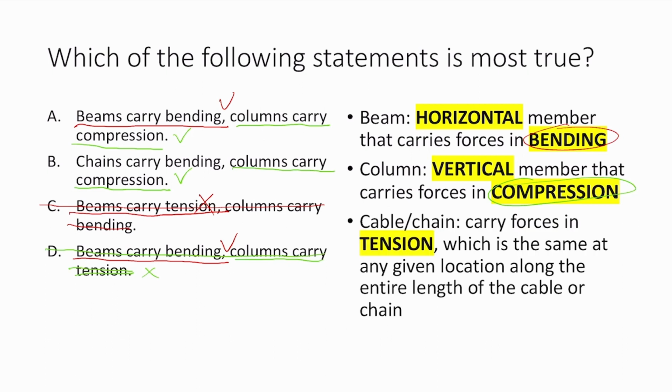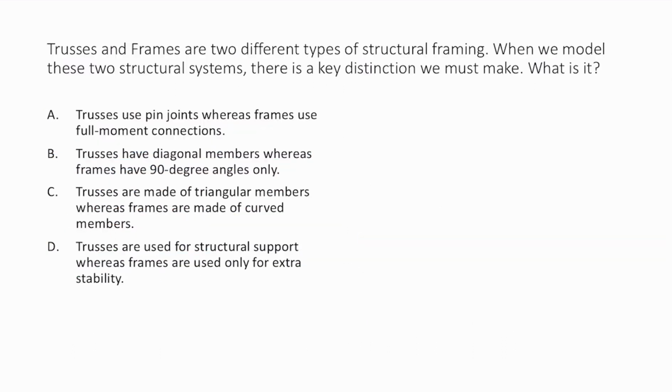Cable or chain carries forces in tension, which is the same at any given location along the entire length of the cable or chain. It says that chains carry bending, which is not true. Therefore, the correct answer will be A. Beams carry bending and columns carry compression.